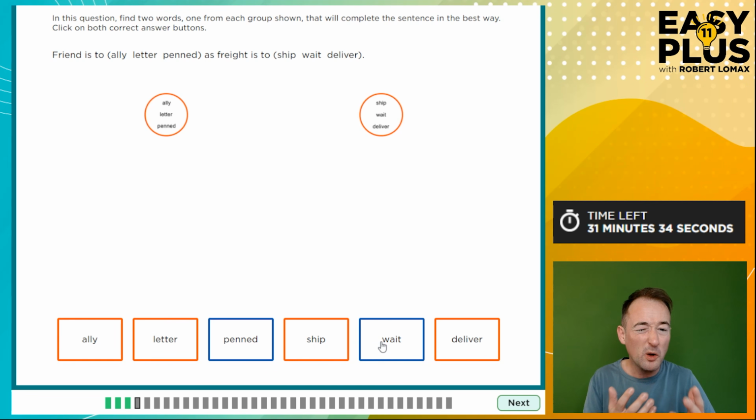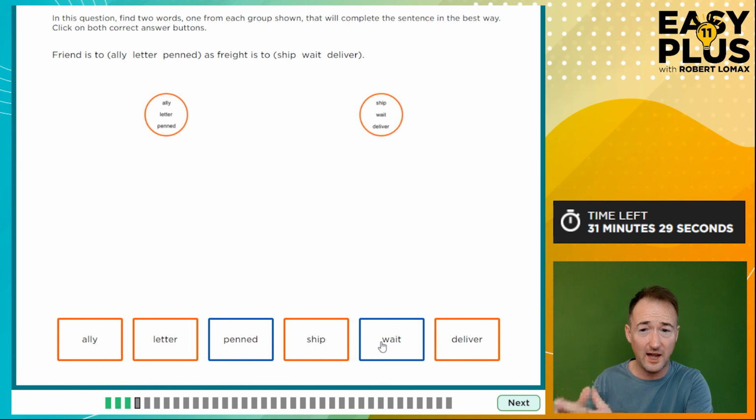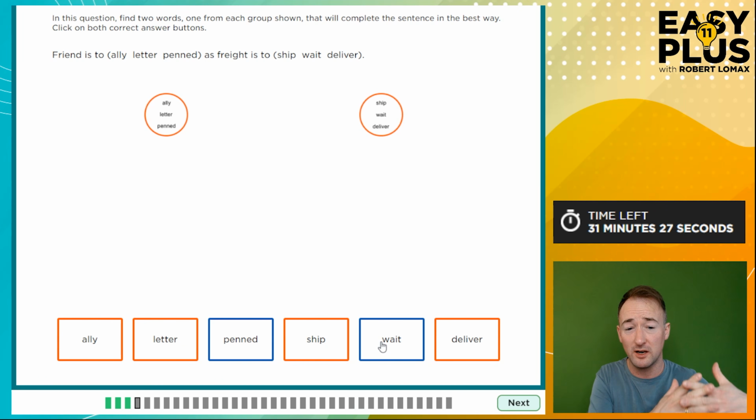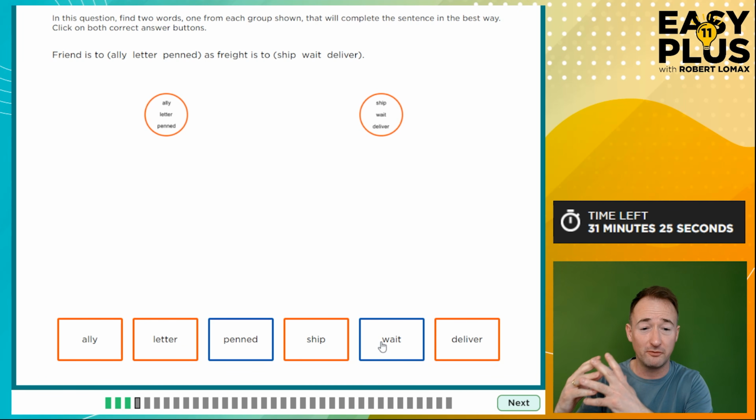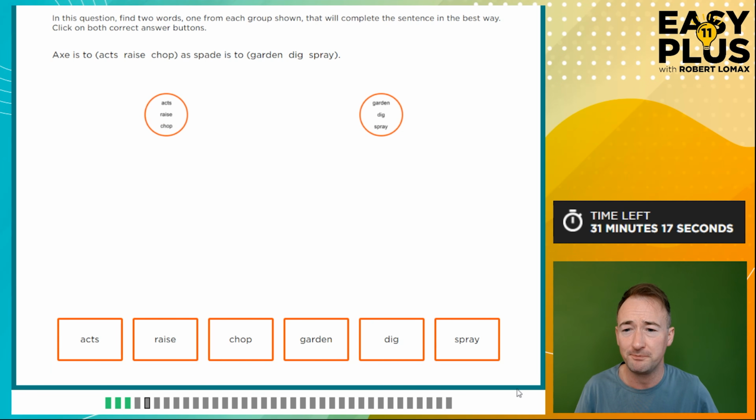But I'm not completely convinced by this question because I think friend is to ally, if you look at ally as a verb, is really similar to freight is to ship. It's the verb that's associated, or a verb that could be associated with that noun. But the rhyming probably fits slightly better.